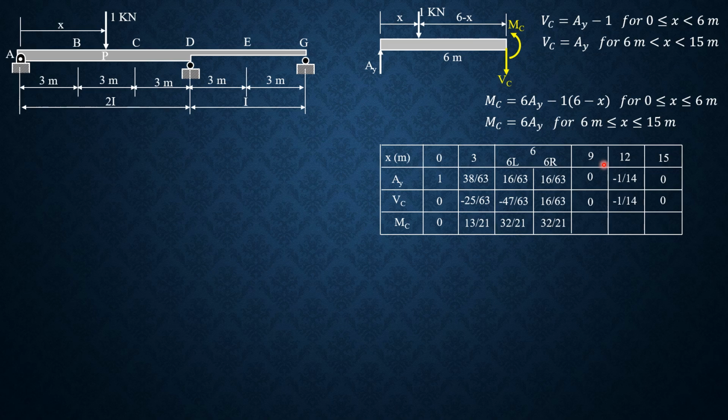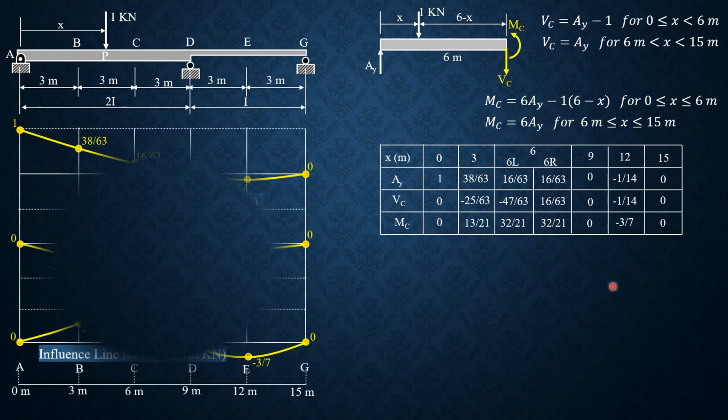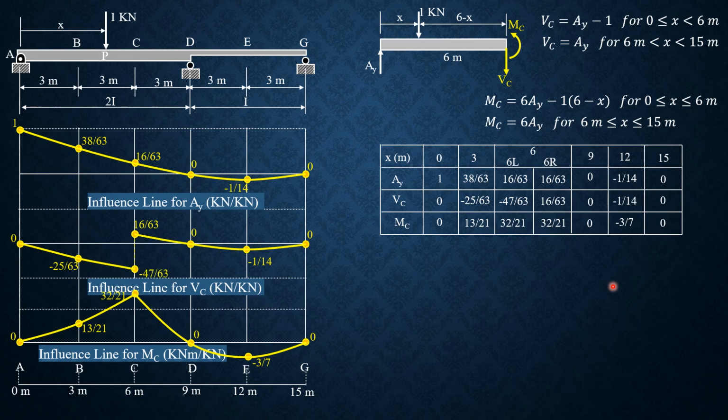Then when x is 9, Ay is 0, 6 times 0, so M sub C is 0. When x is 12, Ay is negative 1 over 14 times 6, so negative 3 over 7. When x is 15, Ay is 0, so M sub C is also 0. Then to plot V sub C and M sub C.